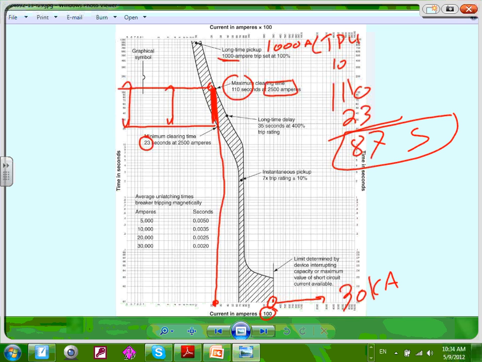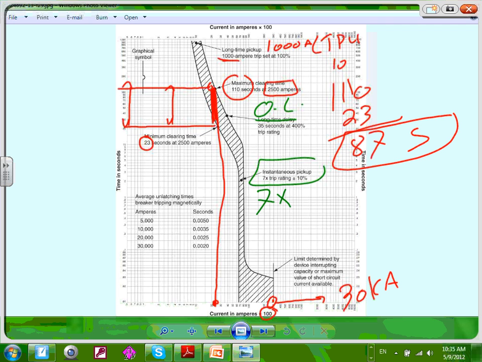And again, I'm going to do it tomorrow. The whole coordination is. So that's basically your overload condition. This one here is called your overload condition. Long time delay. That's a delay that they allow you. A long time delay. We'll look at this. Instantaneous. 7 times the trip settings.